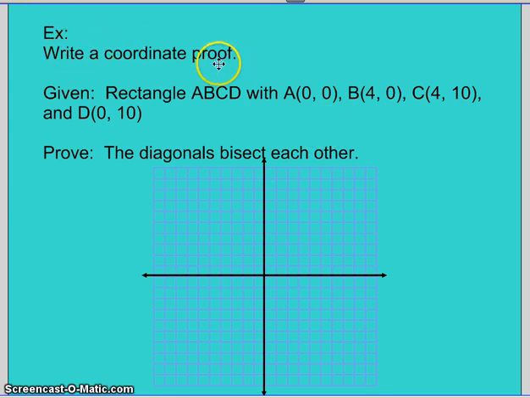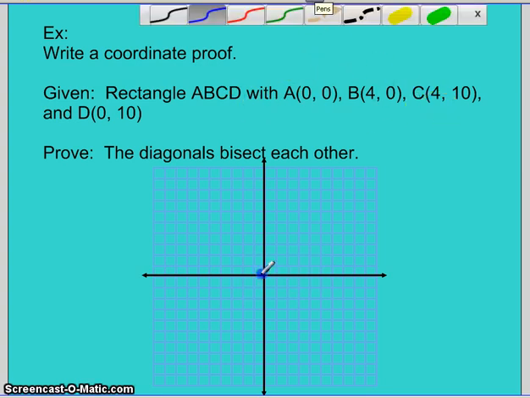It says write a coordinate proof. It says given the rectangle ABCD with these vertices, so we're going to mark those vertices real quick. A is at the origin.